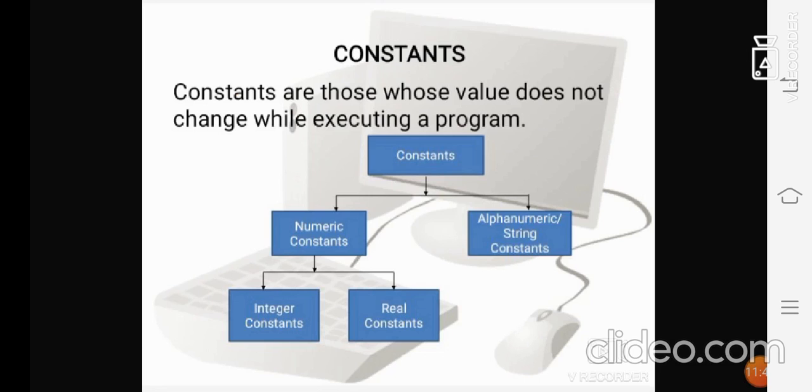Constants. What do you mean by constants? This is our next topic, constants. Constants are those whose value does not change while executing a program. We have two types of constants: numeric constants and alphanumeric or string constants. Under numeric constants, we have integer constants and real constants, but for alphanumeric constants, only string constants are there.